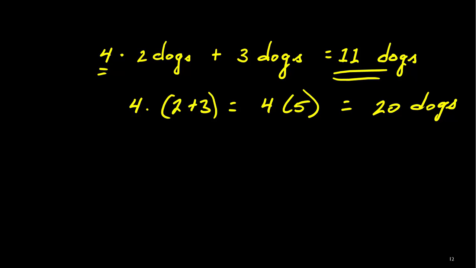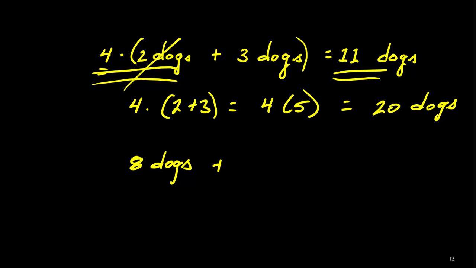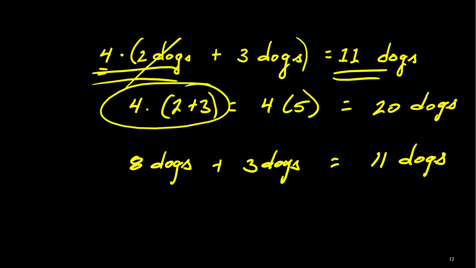Let's go back and look at that. So instead of adding these numbers first, let's go ahead and do the multiplication first and see what we get. So 4 times 2 dogs is going to be 8 dogs. That calculation's finished. Now we're going to add the 3 dogs to it. And that gives us exactly the number of dogs that we counted. So what we've just shown is that this multiplication here has priority over this addition here. Right? So multiplication has a greater priority than does addition.